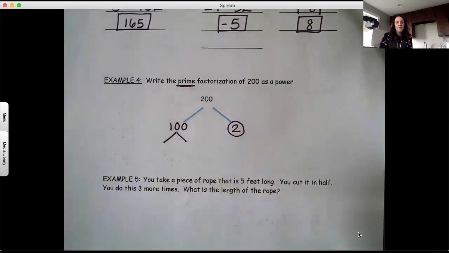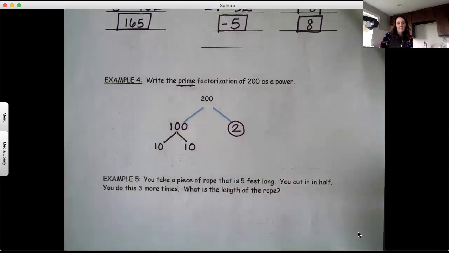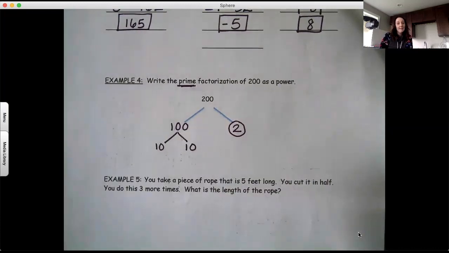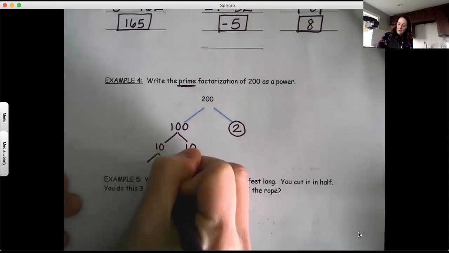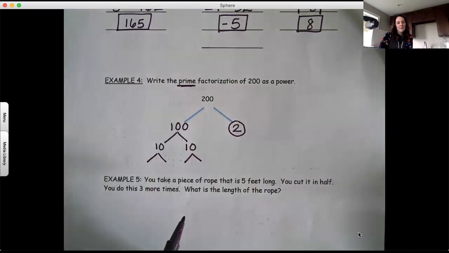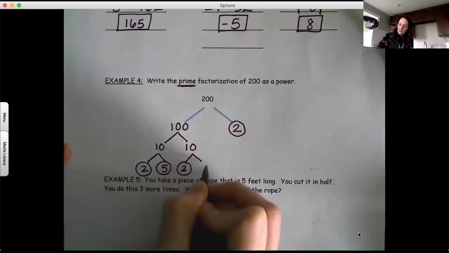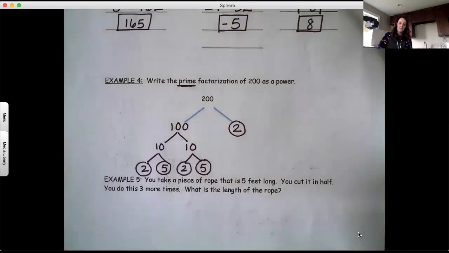So ask yourself, what two numbers when multiplied together give you 100? What comes to mind right away is 10 times 10. So I'm going to do 10 times 10. Notice 10 is not a prime number, so I have to keep going. The only two numbers that can multiply together to get you 10 is 2 and 5, which are both prime numbers. So I'm going to circle all of those.